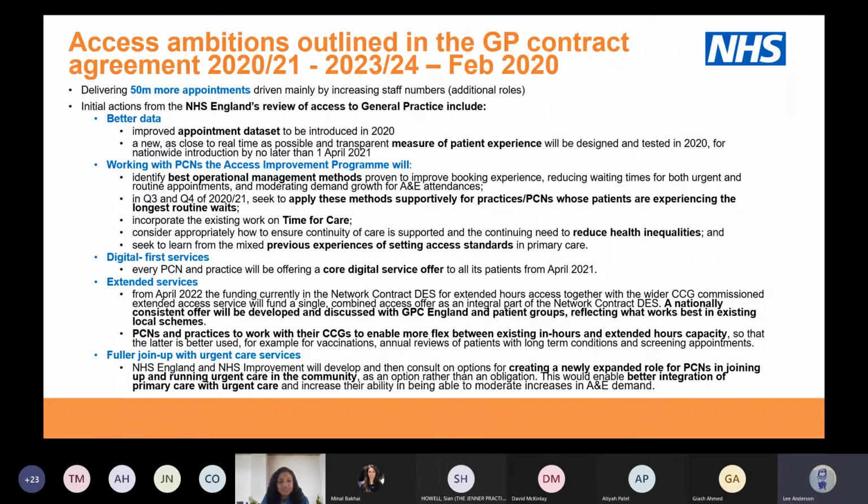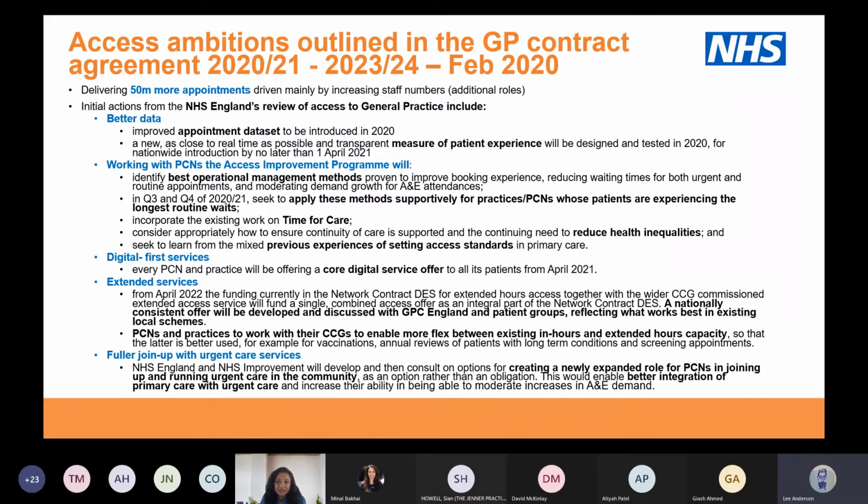So just a bit more detail about what's within the GP contract to do with access. So the government made a commitment of increasing appointments by 50 million by 23-24. That may seem quite a large amount of appointments, but it is over the span of 5 years. And this is largely achievable by the additional roles that are being funded for the PCN network, for the primary care networks. So we're expecting 26,000 additional roles to come into play by then and will contribute to this 50 million appointments.